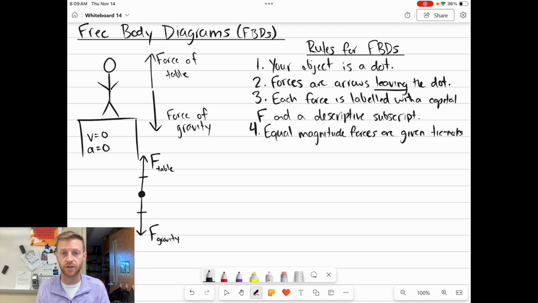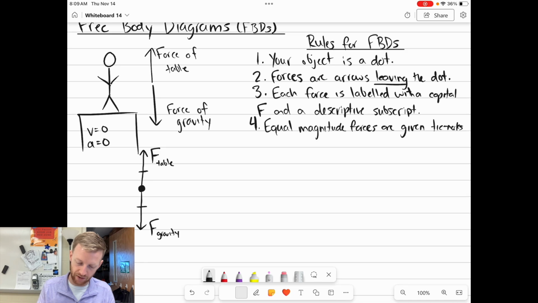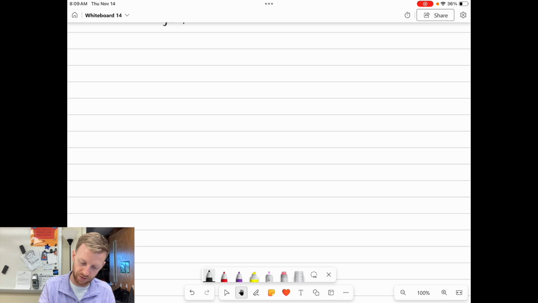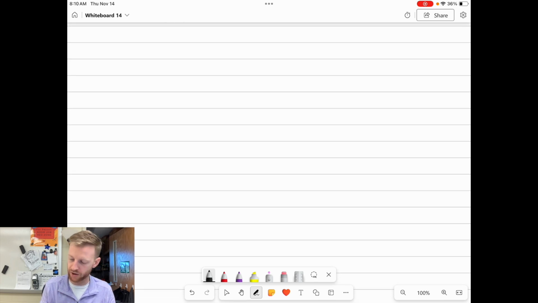But here, I know force of the table and the force of gravity are equal because he's not accelerating. His velocity is not changing. It's 0. So they're going to be equal and opposite and cancel each other out. Same magnitude, different directions. Table would be positive, gravity would be negative. They'd add up to 0. So let's do a couple more examples here, and we're just going to draw our picture, and we're going to come back up to our rules. If you need to reference them, you have them there in your notes.